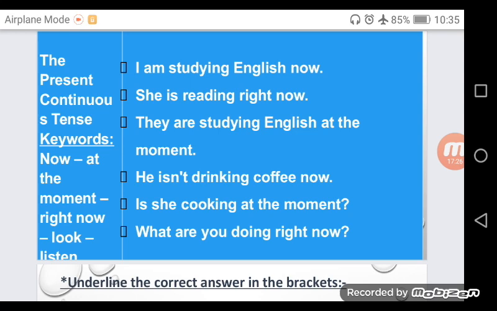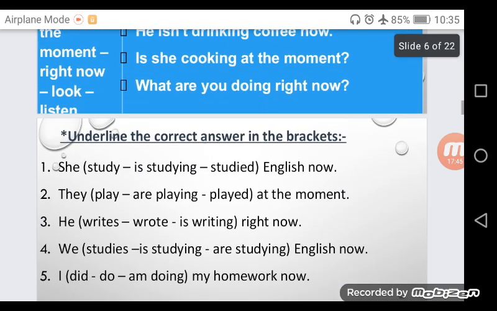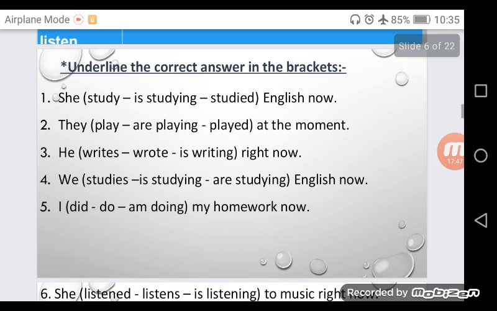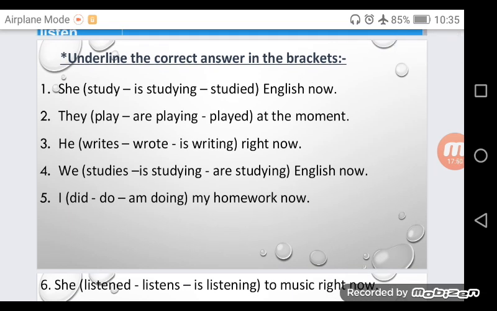Look at the left of the table again. We have the title, the present continuous tense. The keywords are now, at the moment, right now, look, listen, watch. Now let's do some exercises on the present continuous tense. Underline the correct answer in the brackets. 1. She is studying, studied English now.